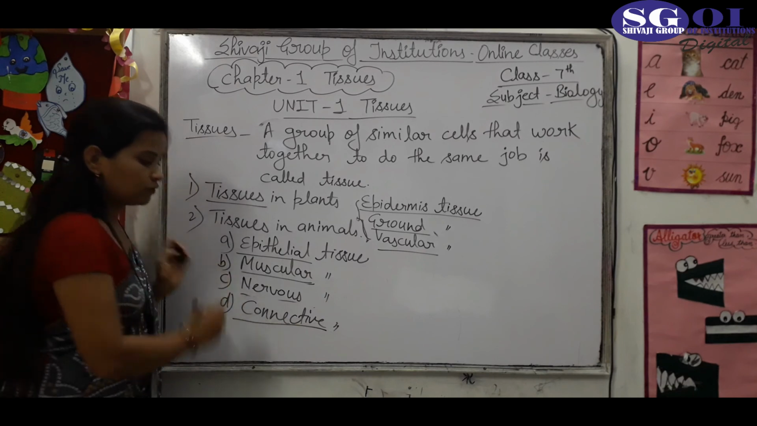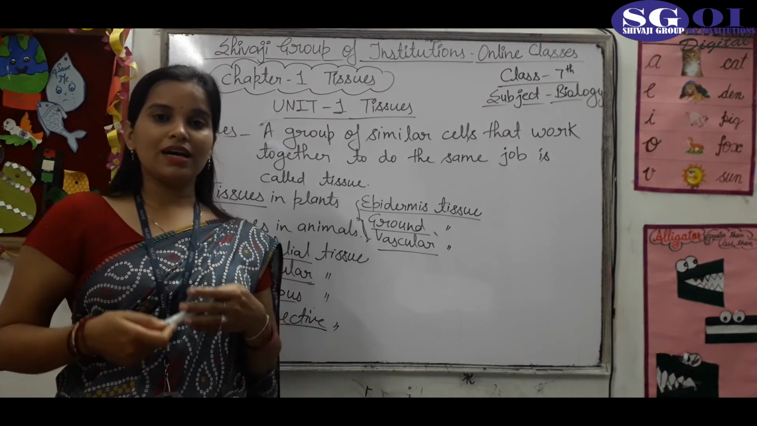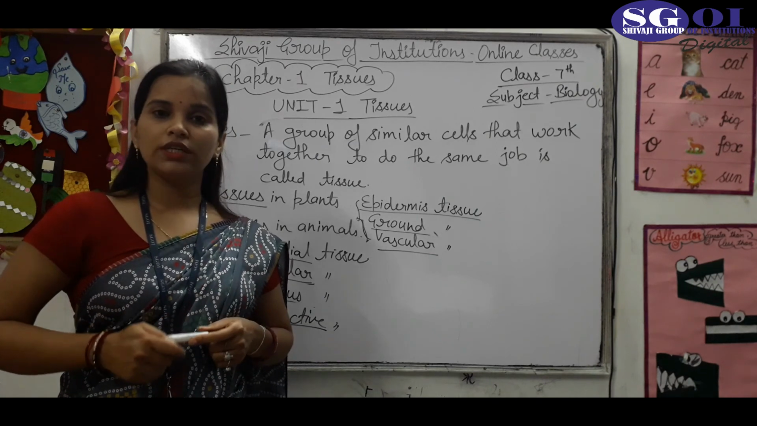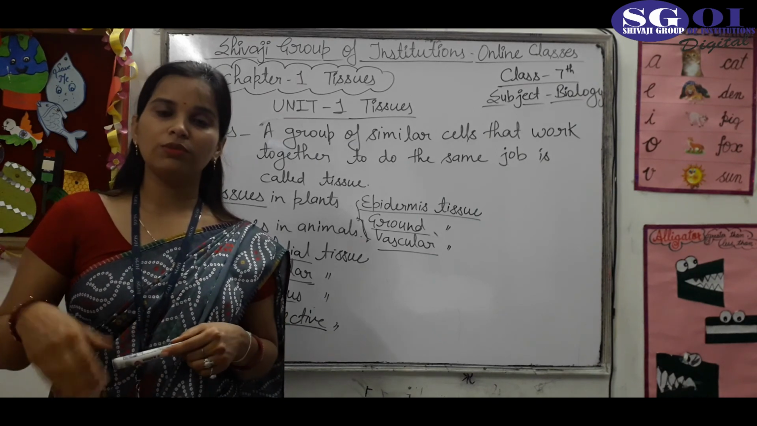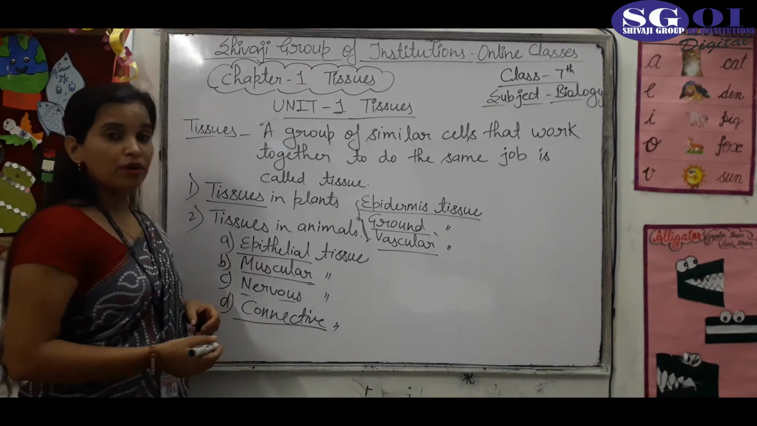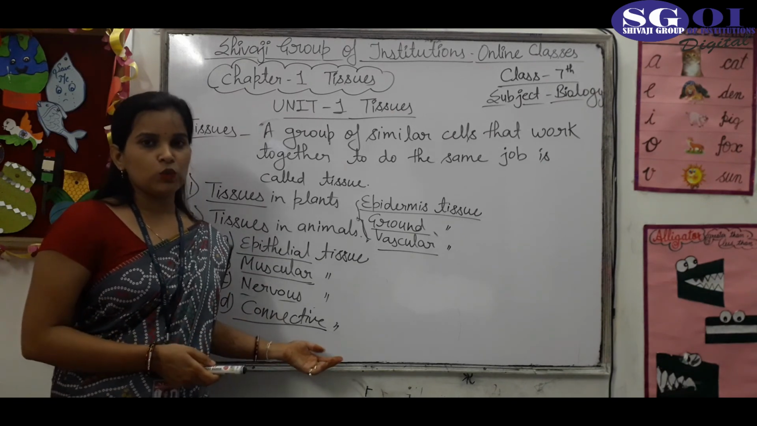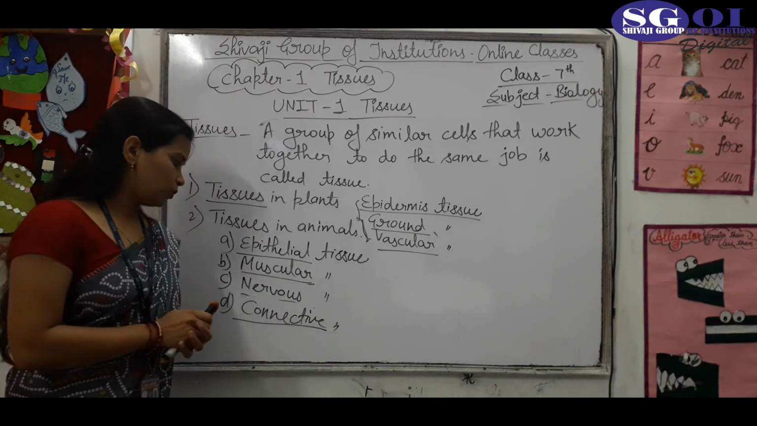Next is connective tissue. Actually, the bone, cartilage, blood, these are connective tissue which connect the body parts, means one part to another. And it also plays a very important role because it also carries the minerals along with that. So it is also a very important tissue.